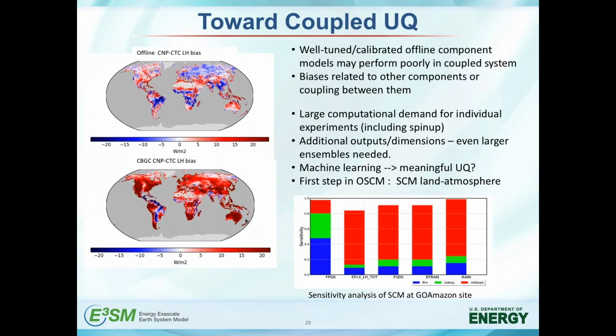Ultimately, one of the goals is coupled uncertainty quantification. That's obviously a very hard problem, so we're not looking at one component anymore. We'll be looking at many combinations of components where coupling is important.